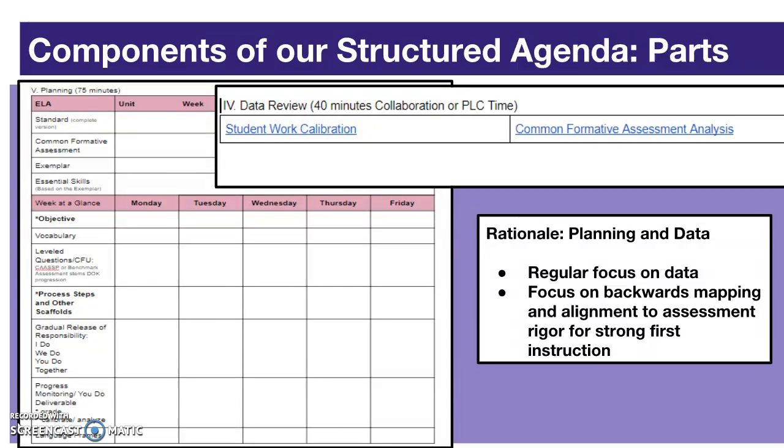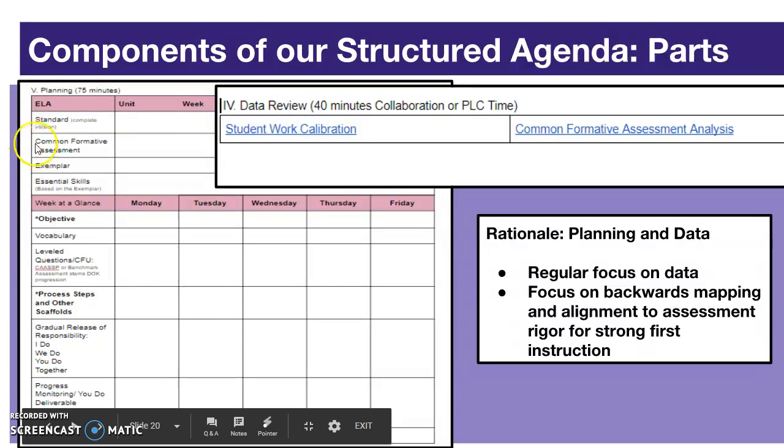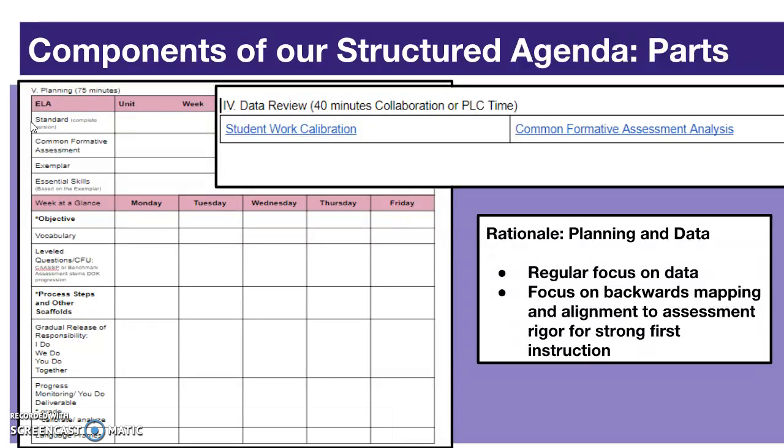Looking at the planning piece, this is really where the backwards mapping comes into play. This piece includes a breakdown of the standard. You can see at the very top, we have the standard. Our teachers look at common formative assessment. That could just be a simple exit ticket or a very, very short quiz. They create an exemplar based off the formative assessment, an exemplar created by teachers so that the learning targets are clear. And then they identify key skills that are revealed by that exemplar in question, really breaking apart what must students know and do to be successful.